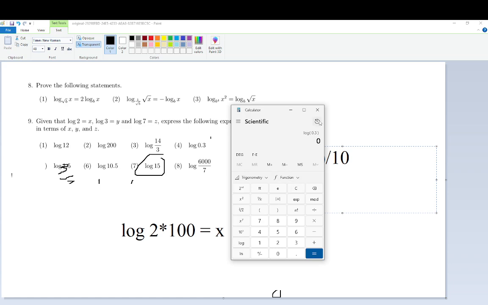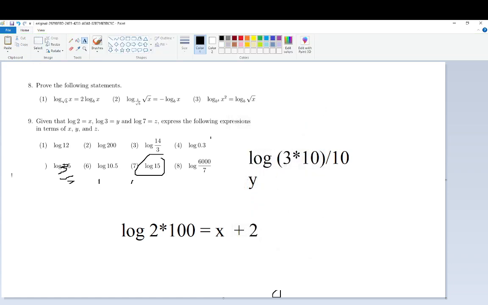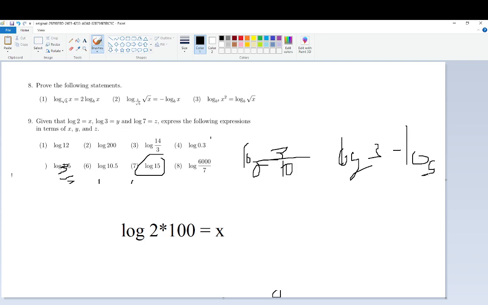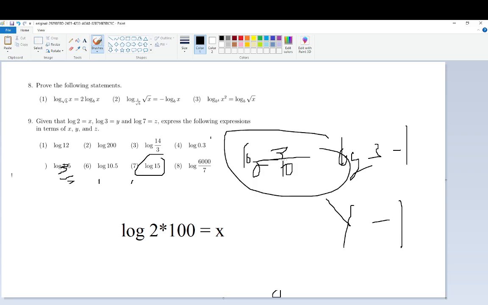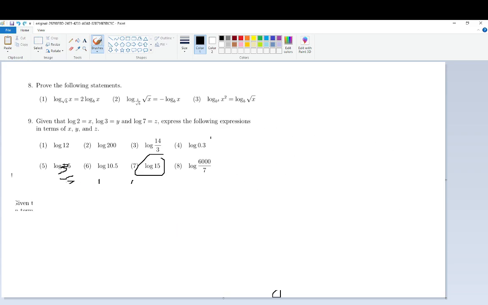Yeah, okay. So we're just going to rewrite, just to be clear. How did we get 0.3? 0.3 is the same as 3 divided by 10. There we go. That's 0.3. So log of 3 divided by 10 is the same as log of 3 minus log of 10. Log of 10 is simply 1. Log of 3, we've been told, is y. So y minus 1 is the equivalent of this. So that's why it stumbled me.